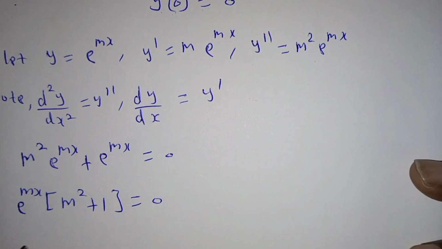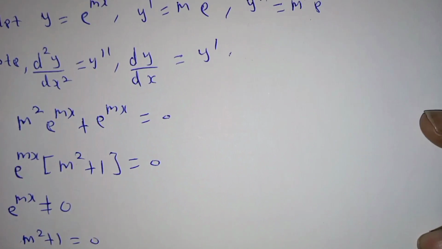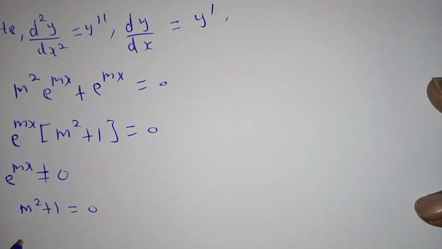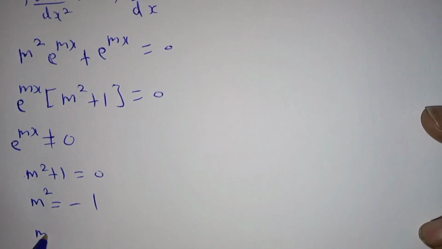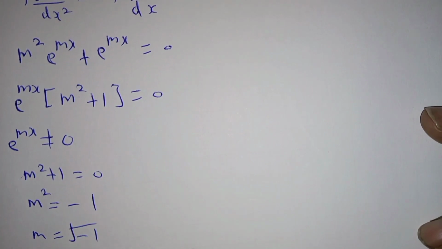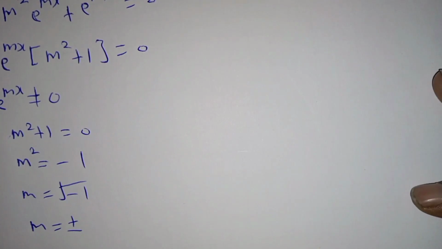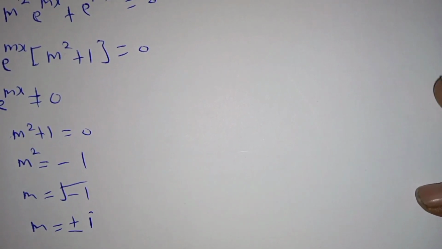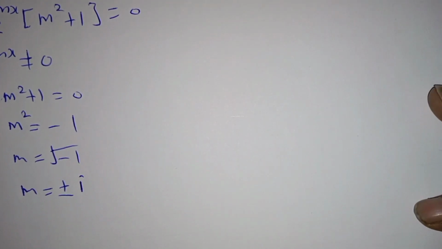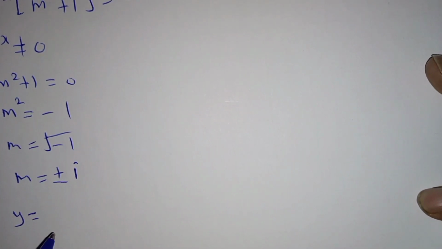Now, in this case, m squared plus 1 is the one which is equal to 0, meaning that our m squared is equal to -1. So m is equal to square root of -1. Square root of -1 is equal to plus or minus i.